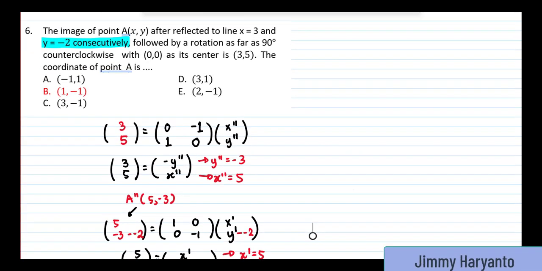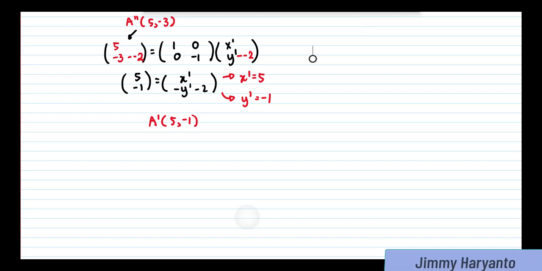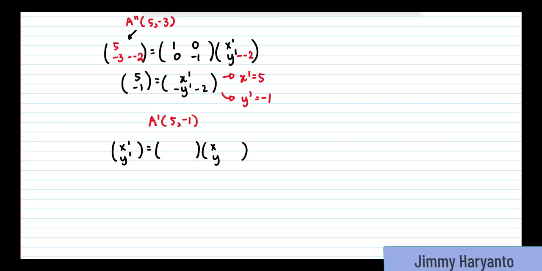Okay, next is x equals 3, the last one. So x prime, y prime, x equals 3. That means we have to minus it with 3, minus it with 3, and then the matrix for x equals 3 is negative 1 0 0 1.